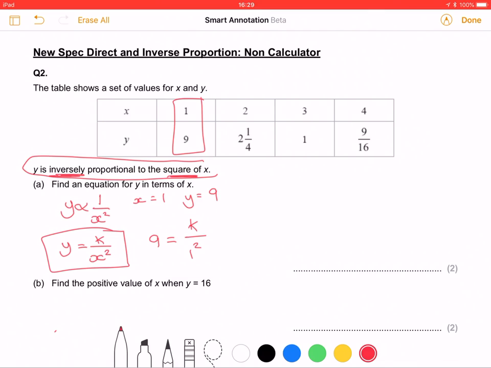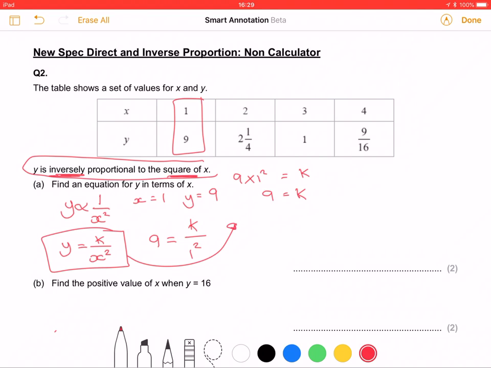So in order to find k, the opposite of dividing by 1 squared is times by 1 squared. So 9 times 1 squared, which is obviously 9 times 1. So k is equal to 9. I always put it back into the formula, so I would rewrite this, but this time with k. Yeah, that's always a mark.